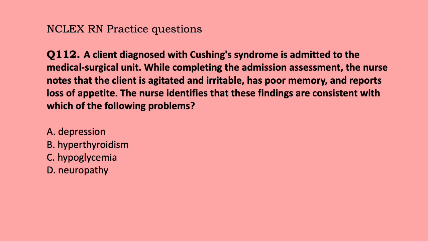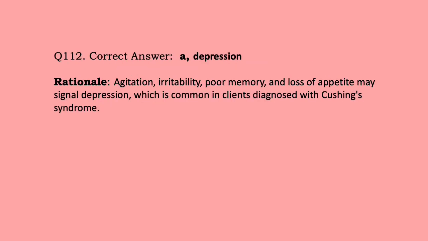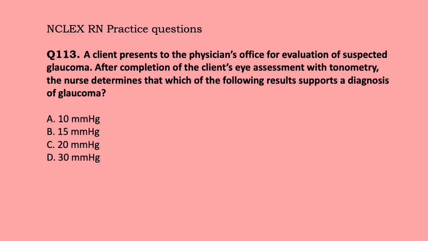A. Depression. B. Hyperthyroidism. C. Hypoglycemia. D. Neuropathy. Correct answer, A. Depression. Rationale: agitation, irritability, poor memory, and loss of appetite may signal depression, which is common in clients diagnosed with Cushing's syndrome.